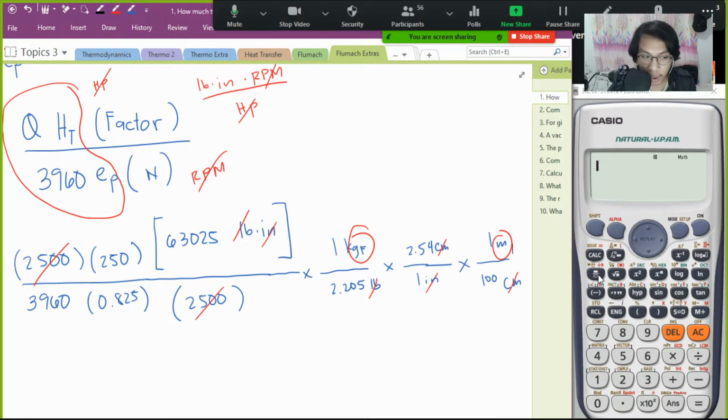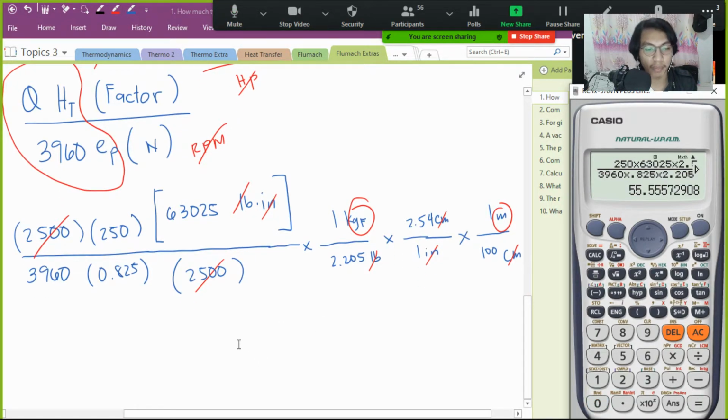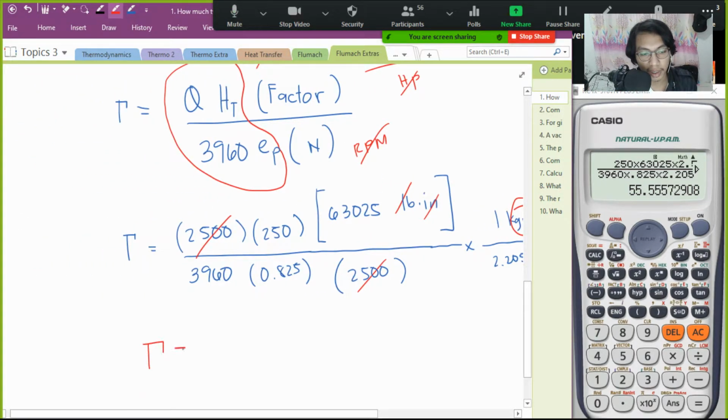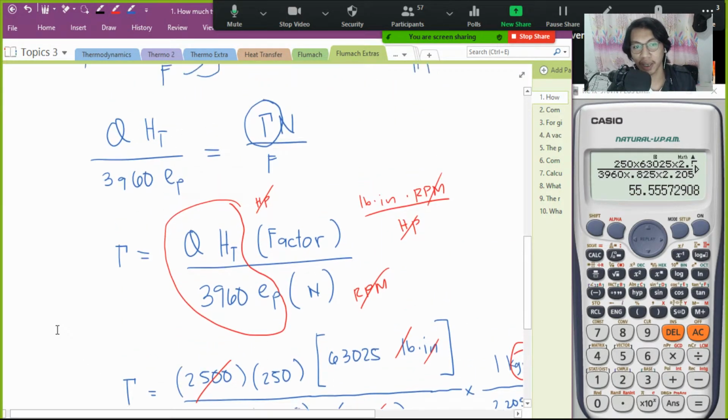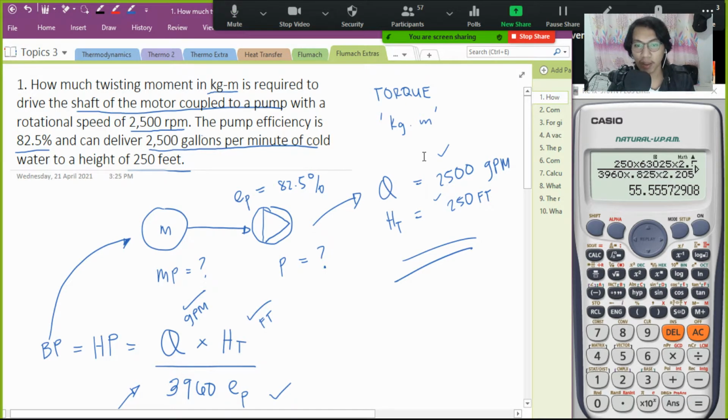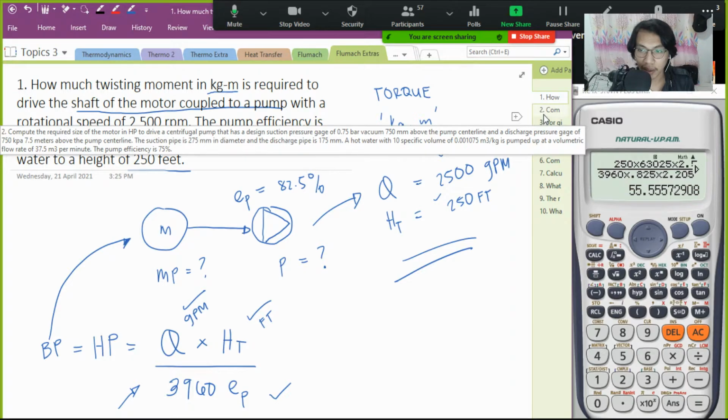We can solve it in a matter of minutes. Okay, so that is 250 times 63025 times 2.54 divided by 3960 times 0.825 times 2.205 times 100. The answer is 55.55. Okay? The answer for the torque is equal to 55.56 kilogram force meter. Okay? Very basic ang number 1. Ganyan lang po kadali mag-solve niyan. O, di ba? In a matter of minutes, kaya nyo siya i-solve. Kung kaya ko, kaya nyo rin yan. Ha? Kayang-kaya nyo yan.